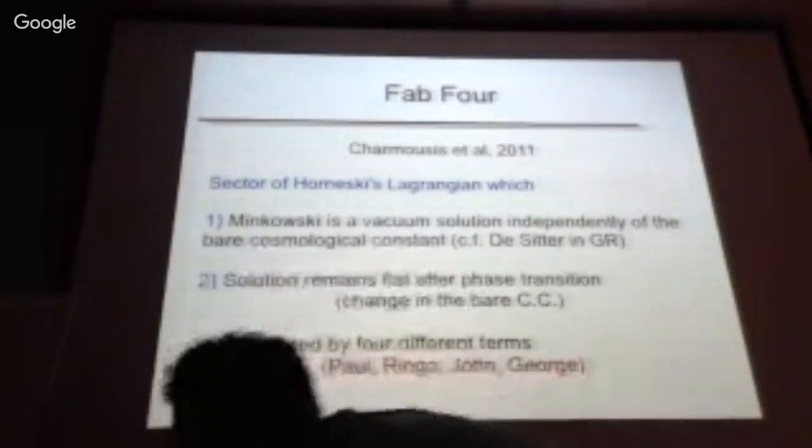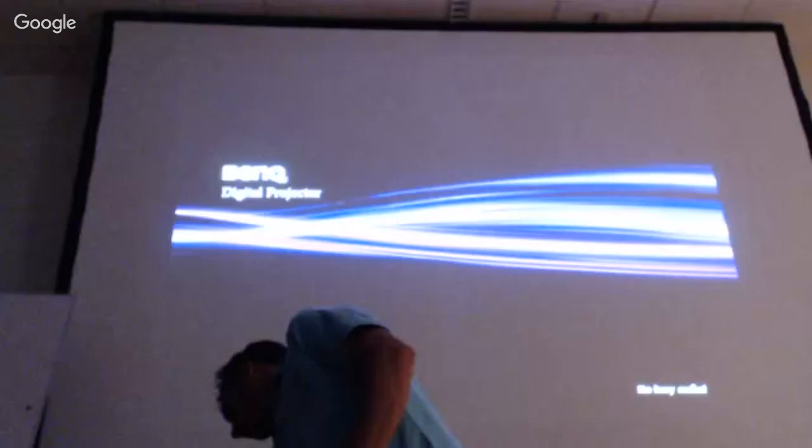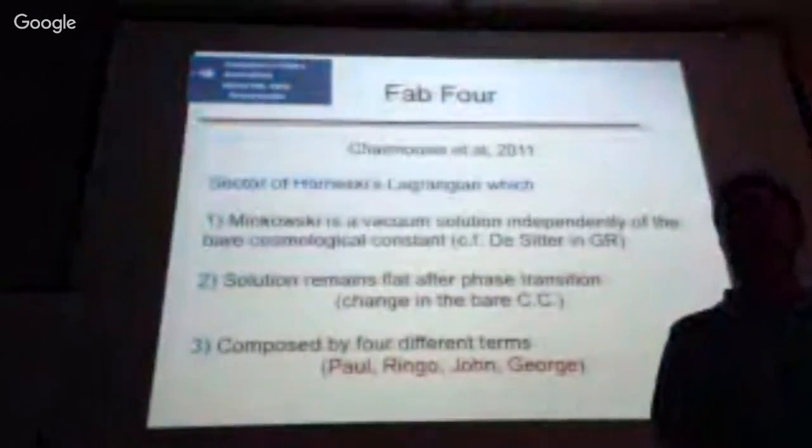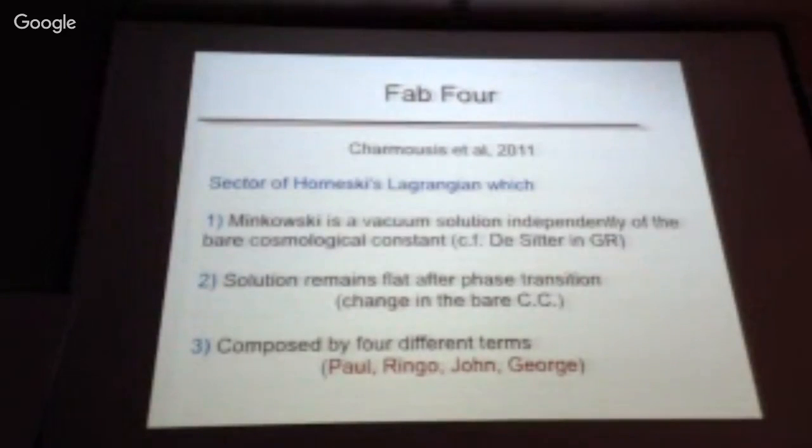And is Schwarzschild a solution? Good question. No. Well, no. Yes or no? So there is no Birkhoff theorem. That means Schwarzschild is not the only solution. Okay, but it is a solution for some terms, not for all of them.